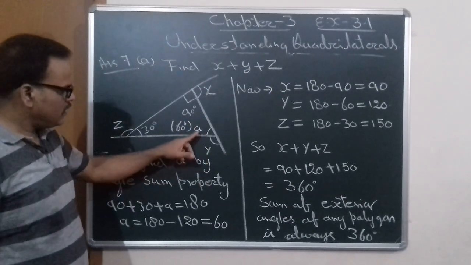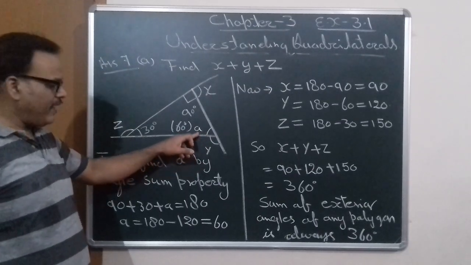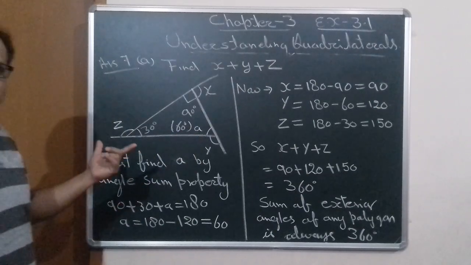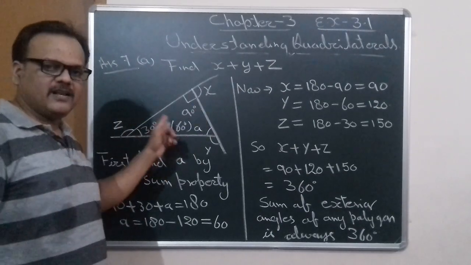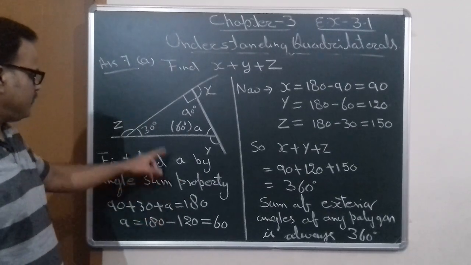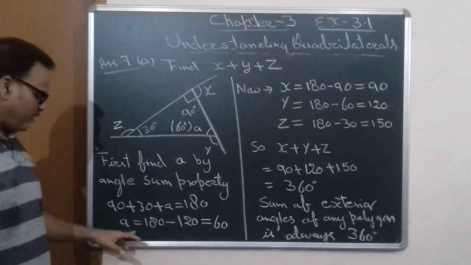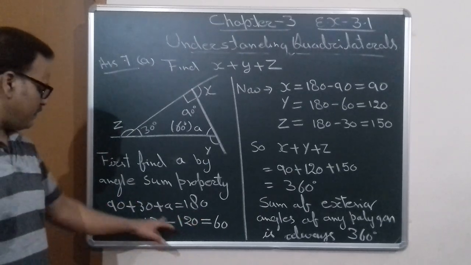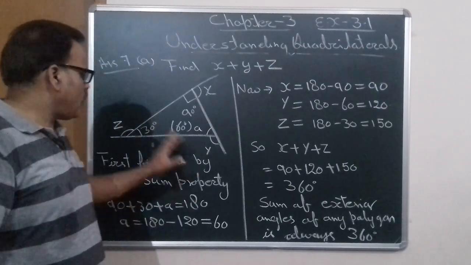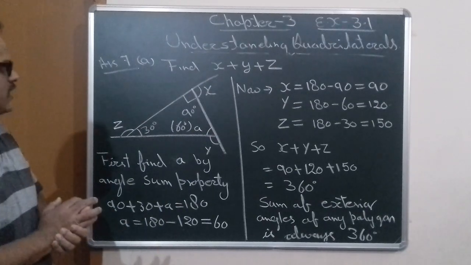So first of all, let this angle be A. Now find the value of A first. How? We know the angle sum property, because it's a triangle. So first find it by the help of the angle sum property, 30 plus 90 plus A is equal to 180. So find the value of A, 180 minus 120, so A is equal to 60. Now we have all the 3 interior angles.